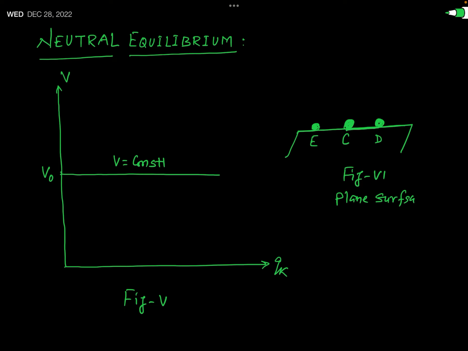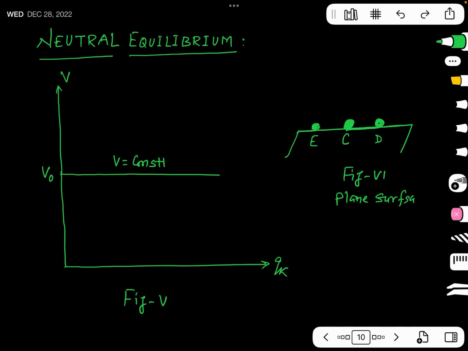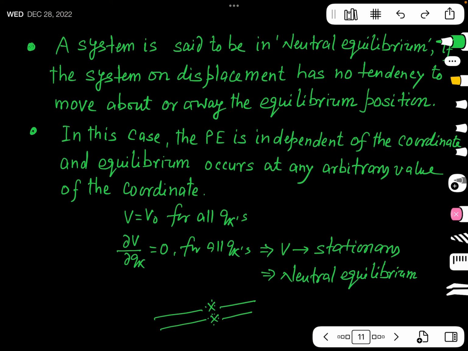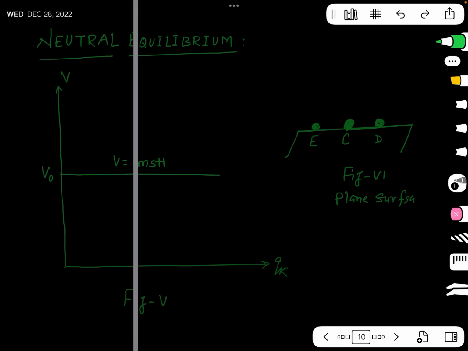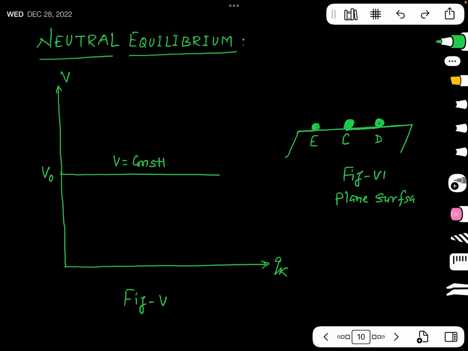Okay. So in this condition you can say that this point C or D or E are all actually the position of neutral equilibrium. Okay. In fact, I have mentioned it here. You can see that a system is said to be in neutral equilibrium if the system on displacement has no tendency to move about or away from the equilibrium position. Okay. So such an equilibrium position is called neutral equilibrium position.